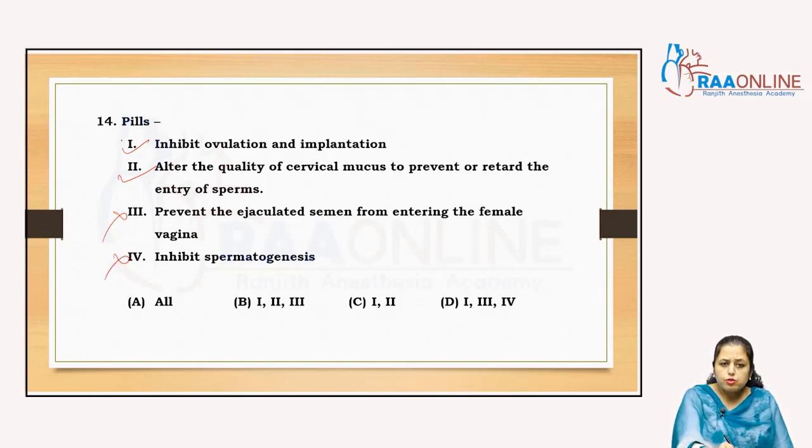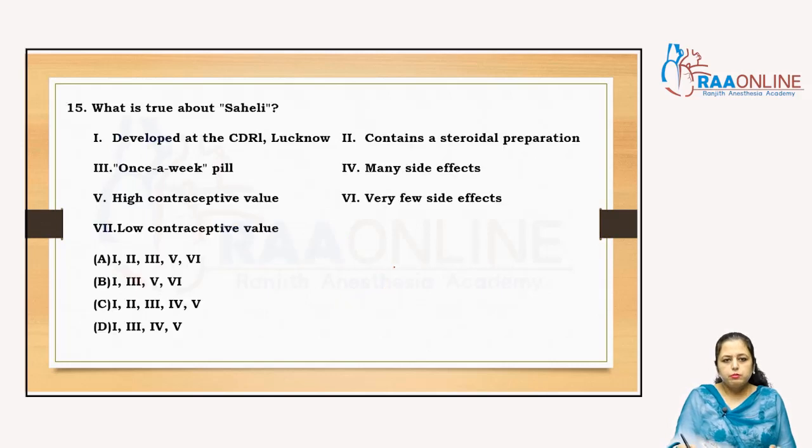So it helps in the inhibition of ovulation and implantation, and they can change the cervical mucus to prevent or retard the entry of the sperm. So the answer is 1 and 2. That is C. Clear? Come to the next.